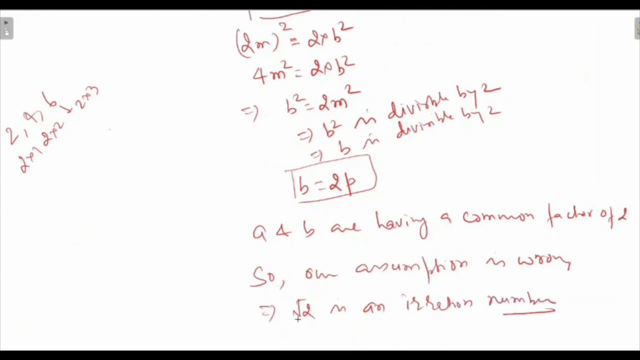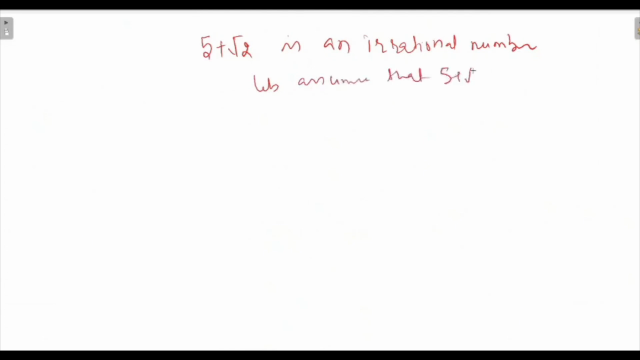Now, since you proved it, you can use it as a result also. So, for example, if someone asks you to prove that 5 plus root 2 is an irrational number. Again, we will assume, let's assume that 5 plus root 2 is a rational number, and the same thing we will write: 5 plus root 2 equals a by b.